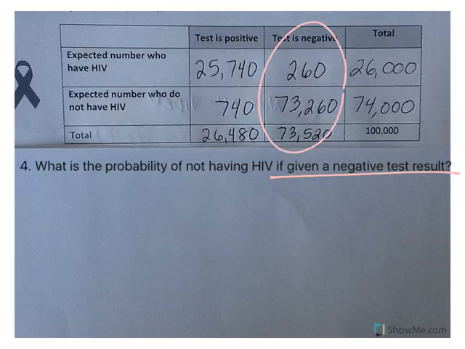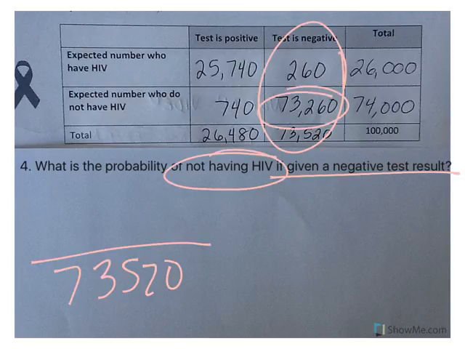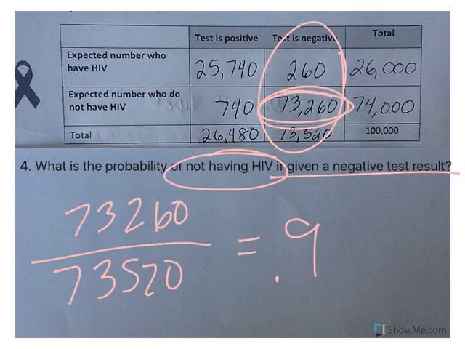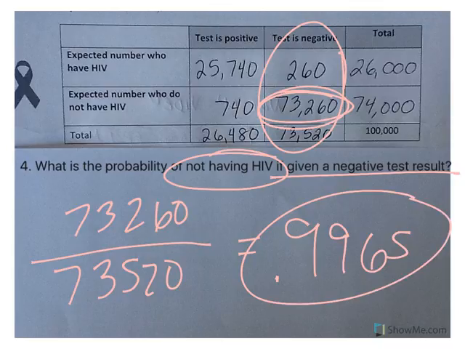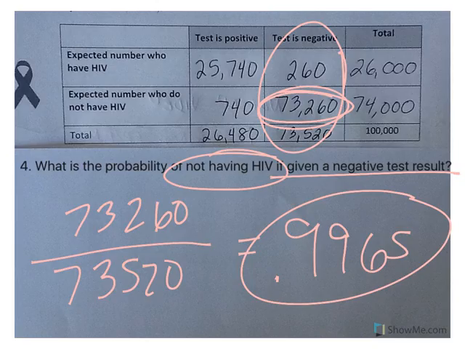If given a negative test result, 73,520, not having it, well, my nots are 73,260, and I've got 0.9965, 99.65%. That is the complement of number 3. So yeah, I think that's it on this one. Yep. So we've done the probability of positives and negatives.